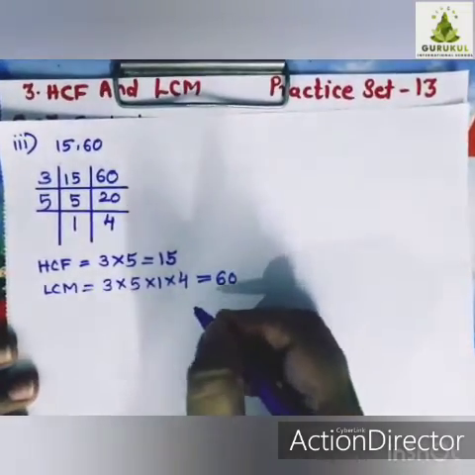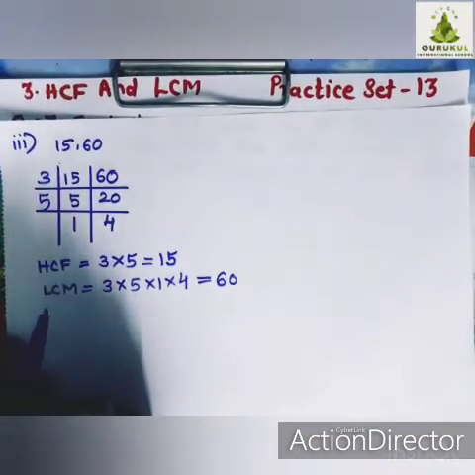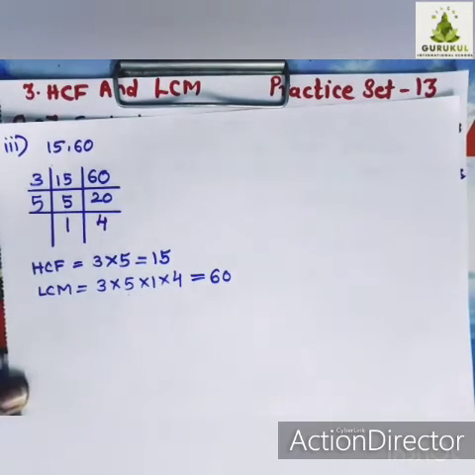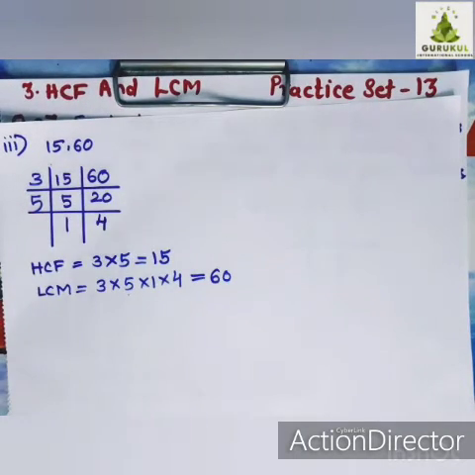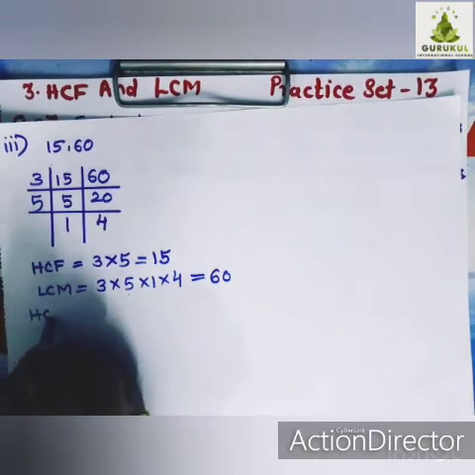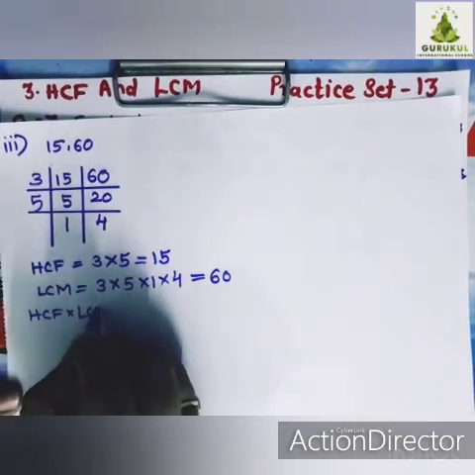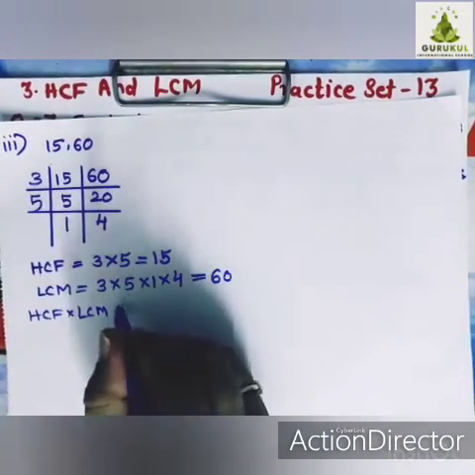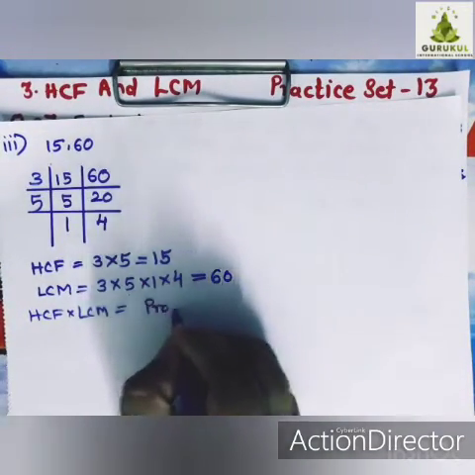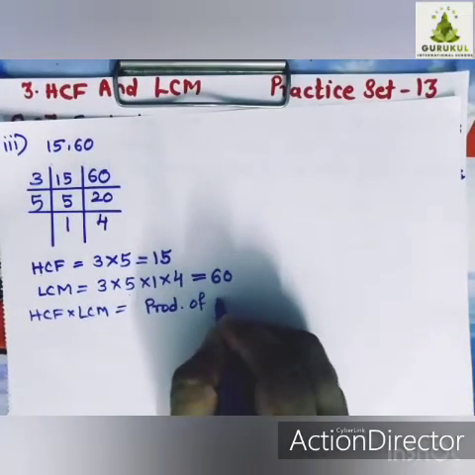Correct. Now our property. We have found the HCF, we found the LCM. Now we have to verify the property. Correct. So we have to find out the product of the two numbers, that is HCF and LCM is equal to how much, and the product is how much. Correct. So we write down here HCF into LCM is equal to product of two numbers or given numbers.